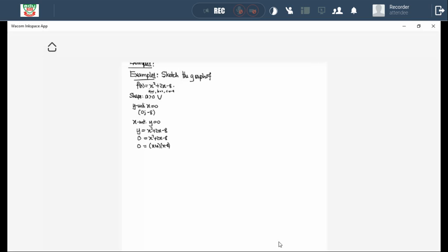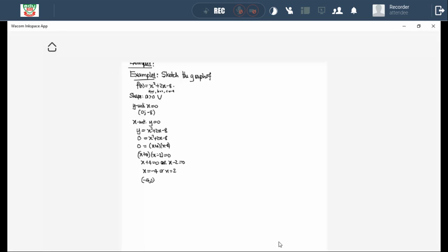The next thing is, if this is x plus 4, x minus 2, this is equal to 0. Equate each bracket to 0, which is x plus 4 equal to 0, or x minus 2 equal to 0. So your x is equal to minus 4, or your x is equal to 2. Right. I'm now stating that as a coordinate.